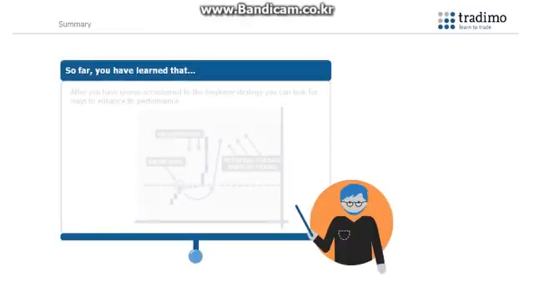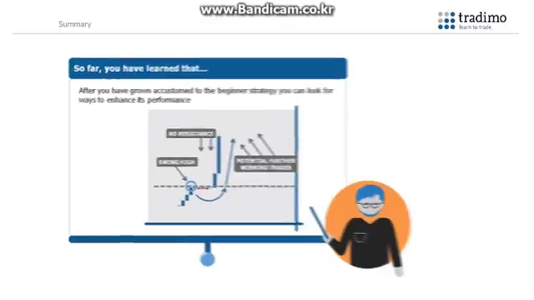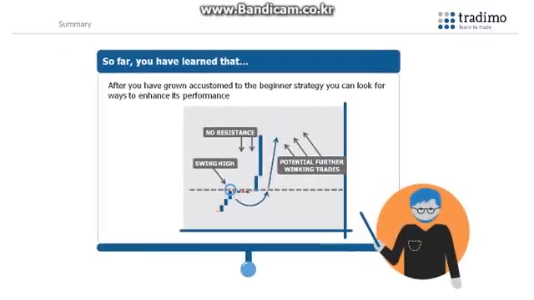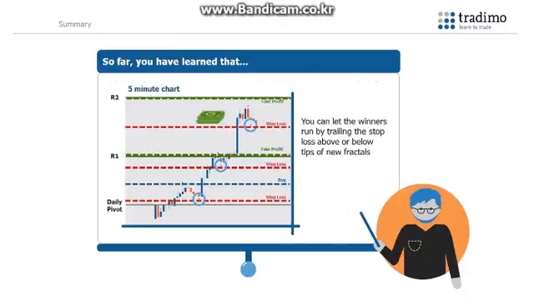So far you have learned that after you have grown accustomed to the beginner strategy, you can look for ways to enhance its performance. You can do this by letting your winners run when the market is likely to enter into a trend. To determine if this is likely, you can see if there are any recent swing lows or highs that may act as support or resistance. If the price on the 30-minute chart has broken through the most recent swing low or high, you can let your trade run and capture more of the trend than if you took your profit off at the pivot points. You can let the winners run by trailing the stop loss above or below the tips of new fractals.